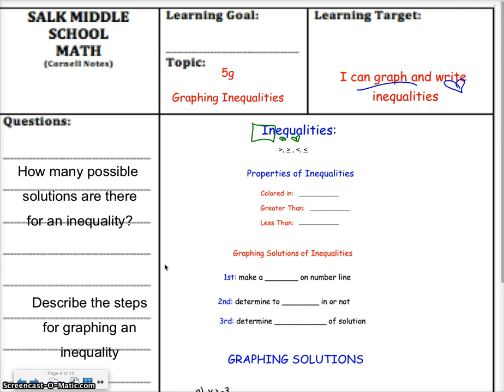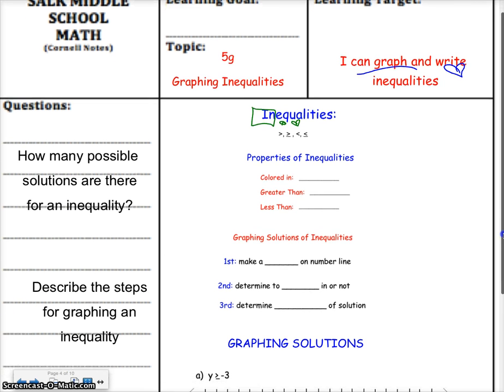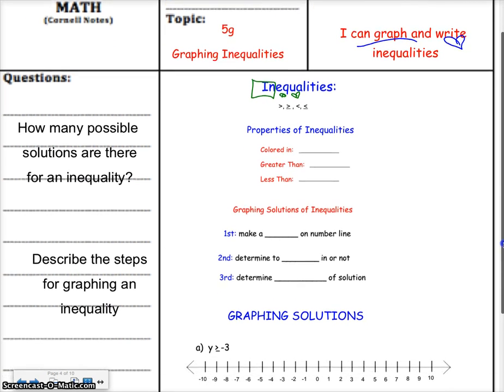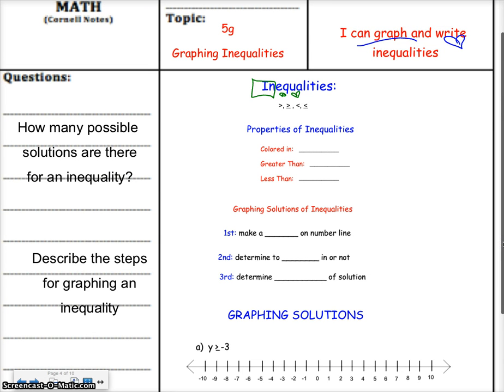How we write it is we use the symbols: greater than, greater than or equal to, less than, and less than or equal to. Some properties that you need to know are if they're colored in, and what direction greater than goes and which direction less than goes. Remember, if the open mouth is first, that means greater. If the point is first, it means less than.